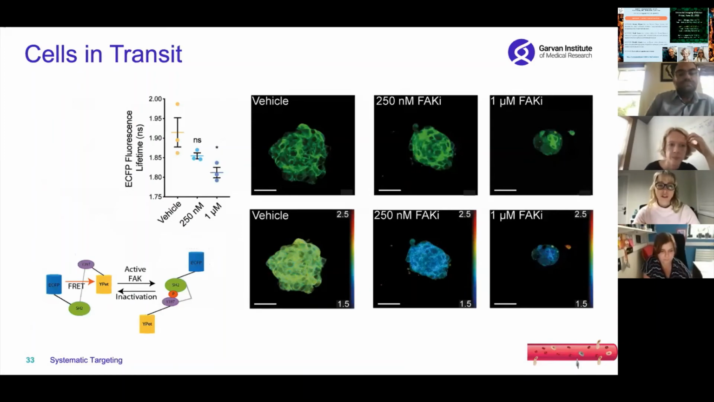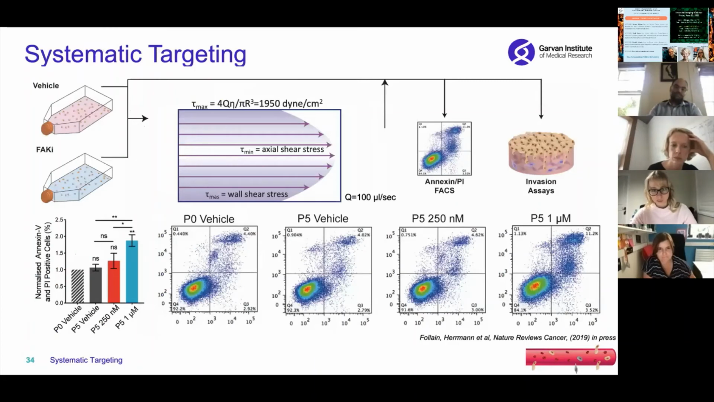And what we saw here is that, yes, our FAK inhibitors are significantly reducing FAK activity within these cells in suspension. And so what we believe is that by inhibiting FAK prior to chemotherapy, we're reducing FAK activity and then preventing the successful landing of these cells. Now, to actually look at this question, we performed some simple shear stress assays.